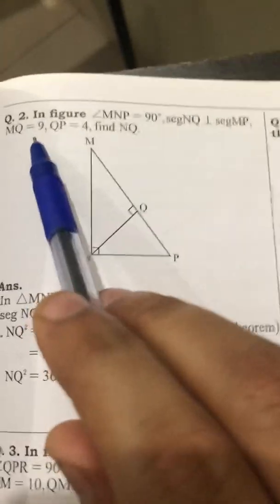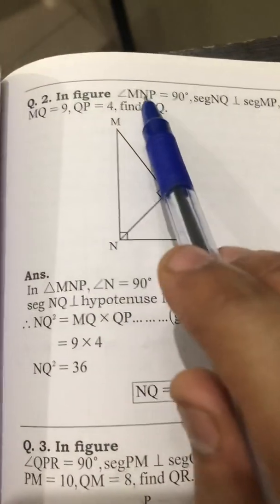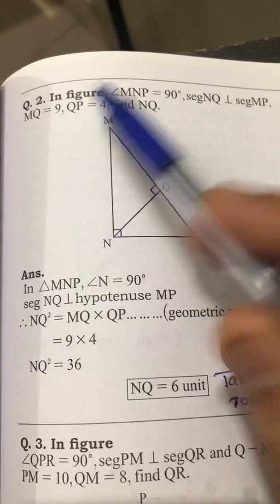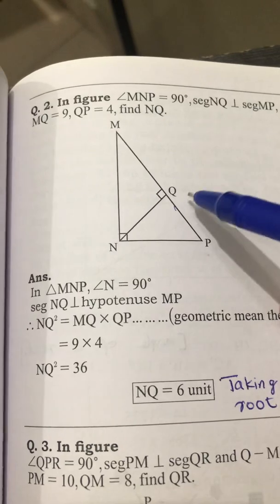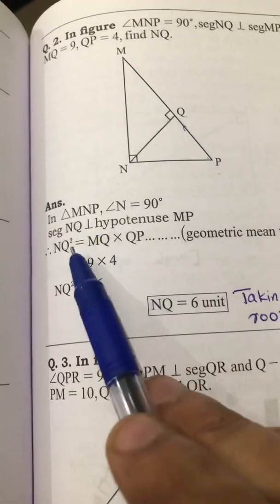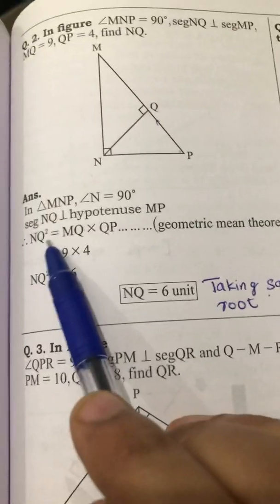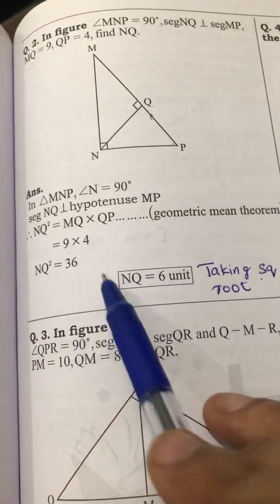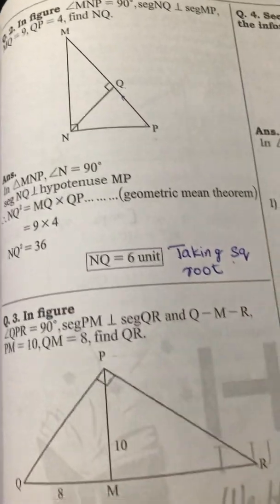Now question 2. In the figure, angles M and P are 90 degree, and if MQ is 9 and QP is 4, find out NQ. So it is a direct question, NQ square will be MQ into QP, geometric mean theorem. That is okay, very easy.